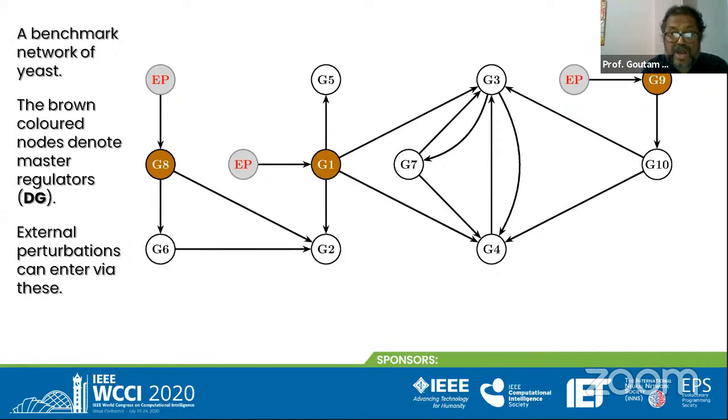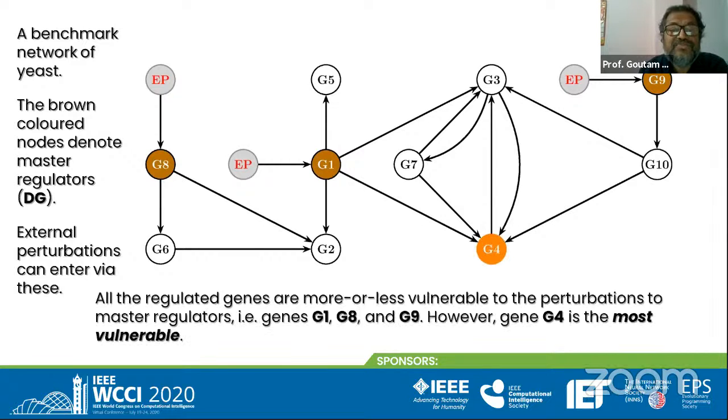Now, the question is, if the external perturbation comes, what will happen? If the external perturbation comes, which gene in this particular regulatory network will be disturbed most? G4 will be disturbed most. If I imagine G1, G8, and G9 are all disturbed, then what will happen? All the perturbations are coming. I'm showing you.